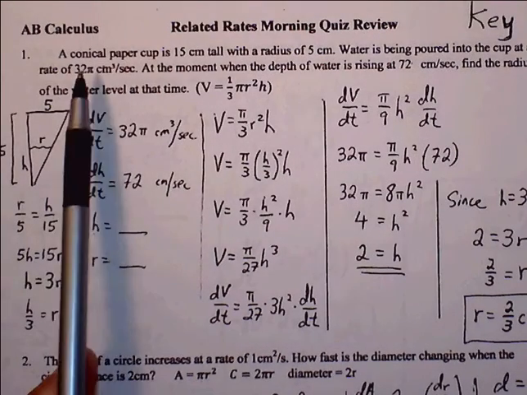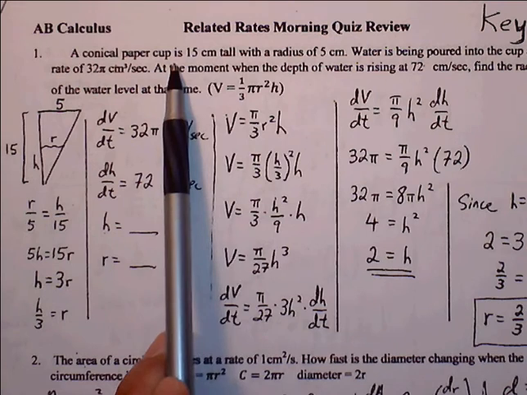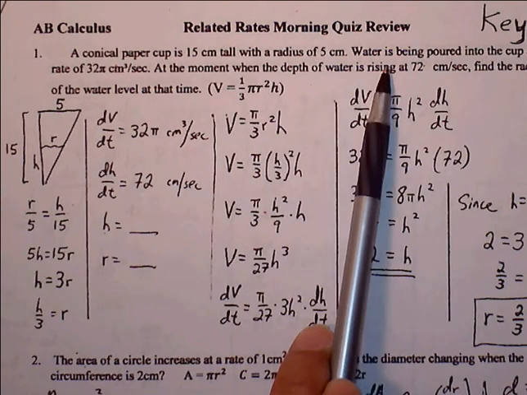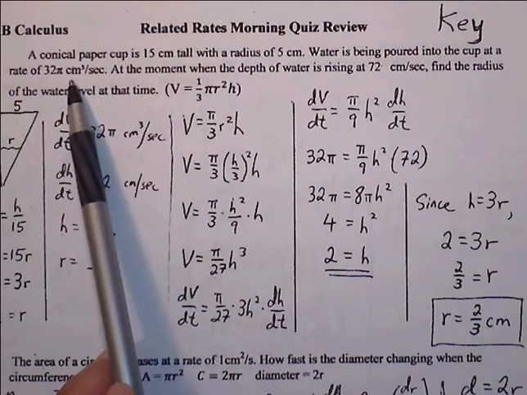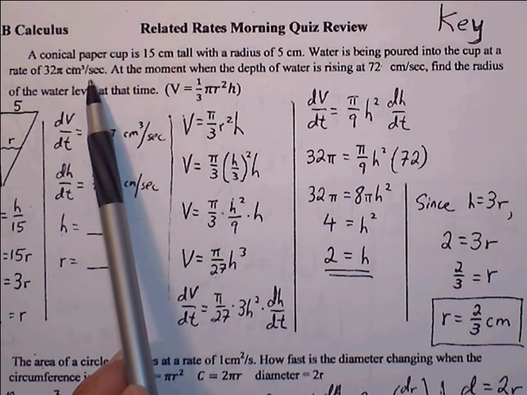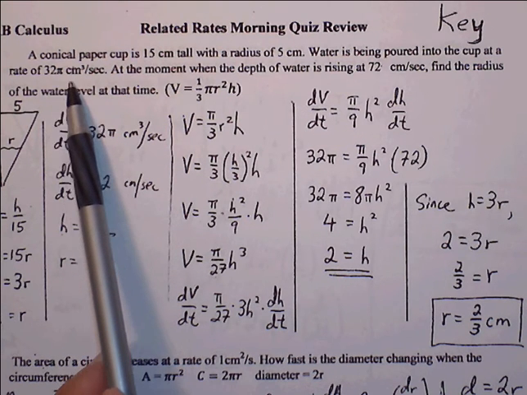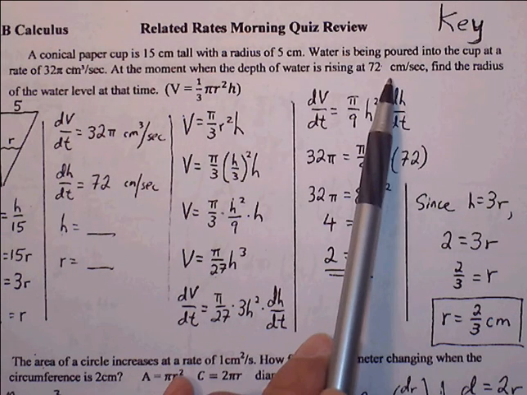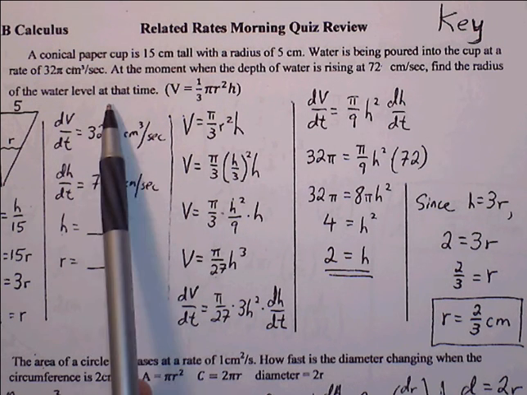Number one, a conical paper cup is 15 centimeters tall with a radius of 5 centimeters. Water is being poured into the cup at a rate of 32π cubic centimeters per second. At the moment when the depth of water is rising at 72 centimeters per second, find the radius of the water level at that time.